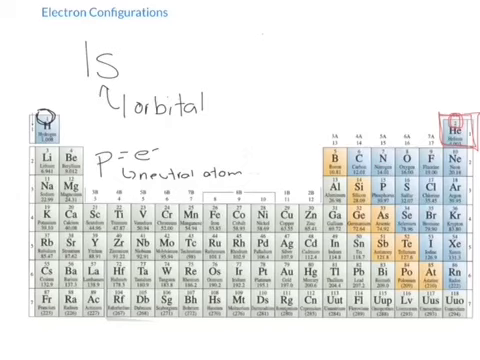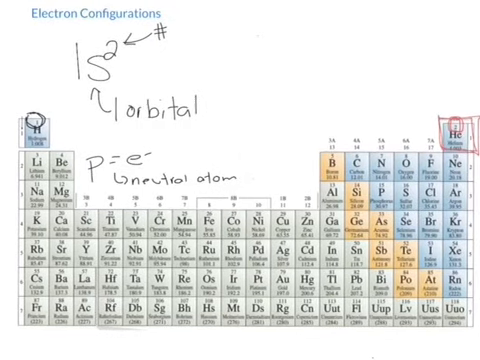So then you write the electron configuration as 1s2. The 2 here indicates the number of electrons in that orbital, and in the s subshell's case, it's the number of electrons in the subshell as well.